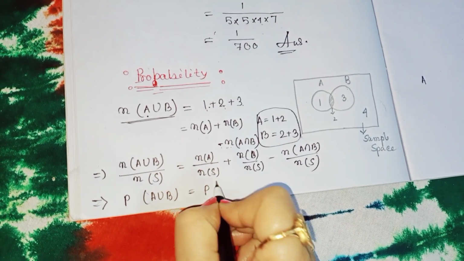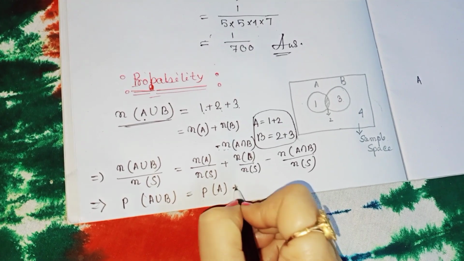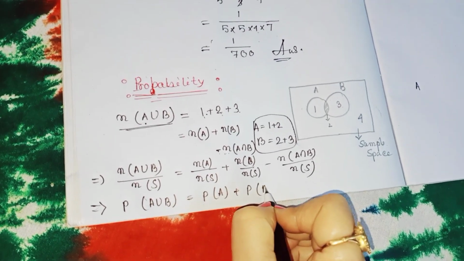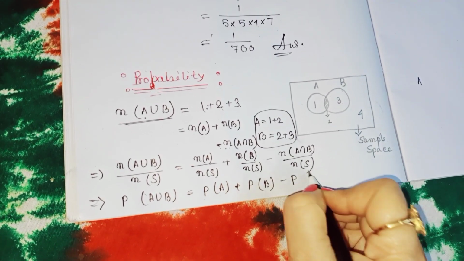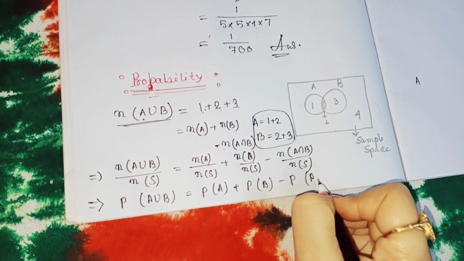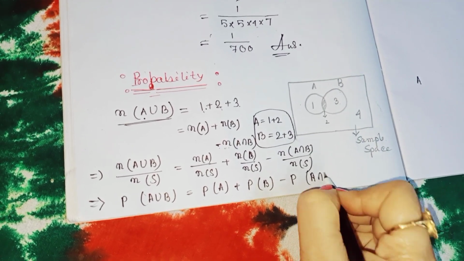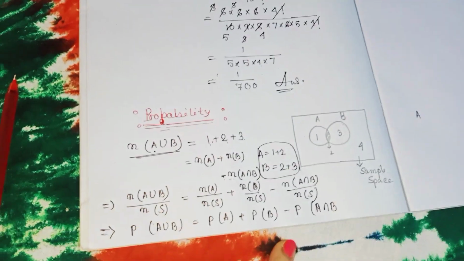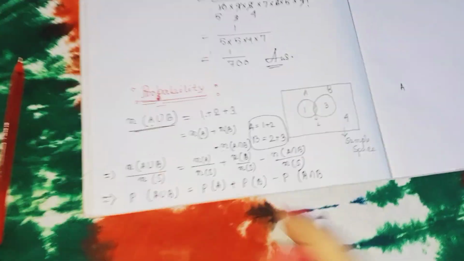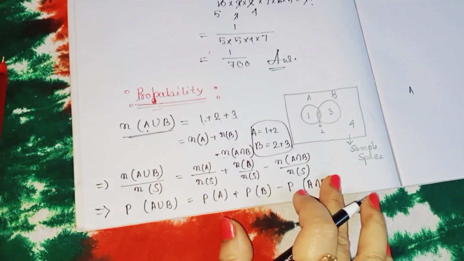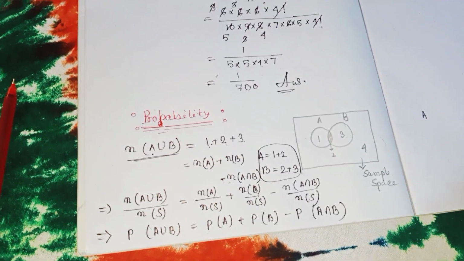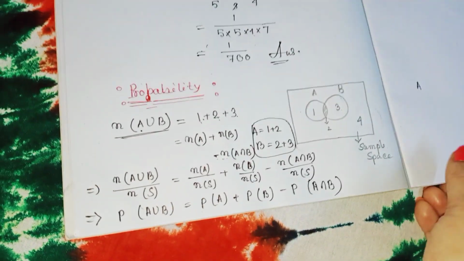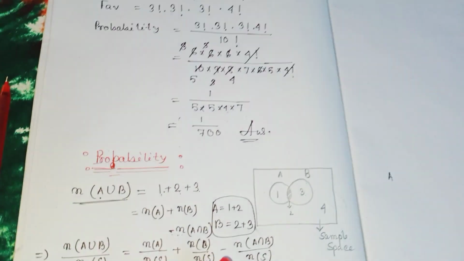It is probability of A plus probability of B minus probability of A intersection B. So how does a set formula become a probability formula? A set formula becomes a probability formula. So I think the concept is clear to everybody. So now move on.